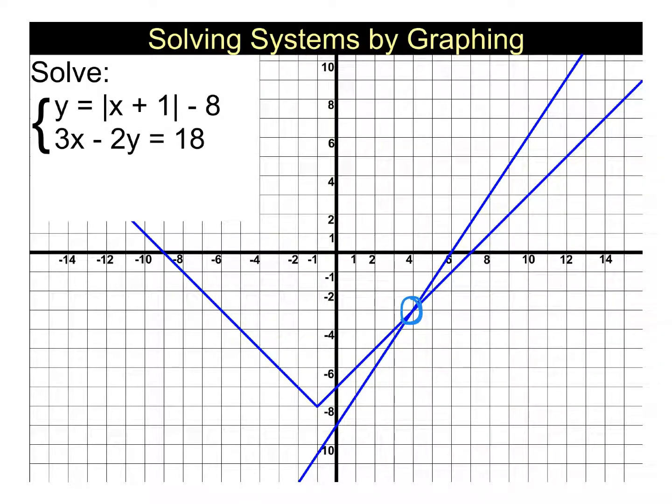It's even possible for them to not cross at all, in which case we'd say there is no solution. All right, but in this case there is a solution. What are the coordinates of that answer? (4, -3). Yep, (4, -3).